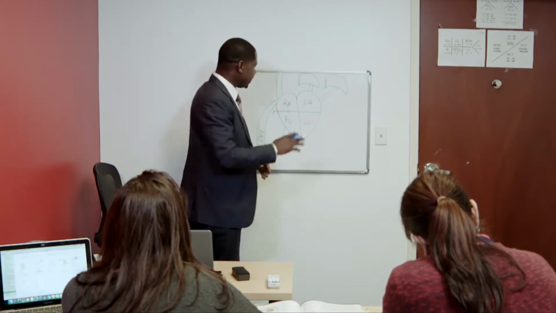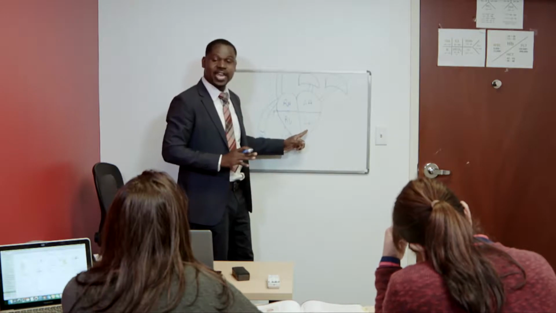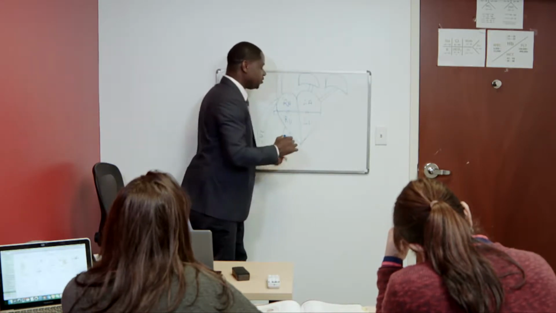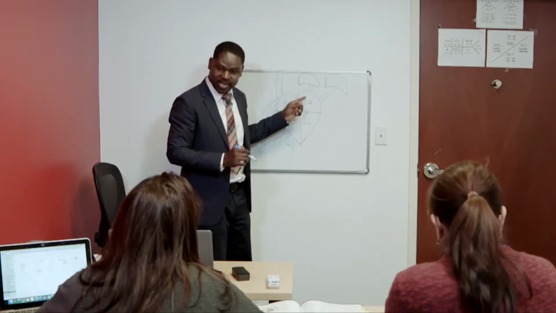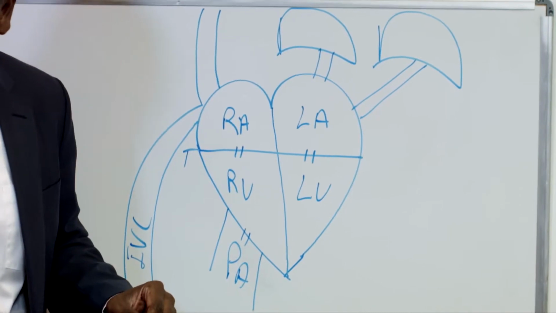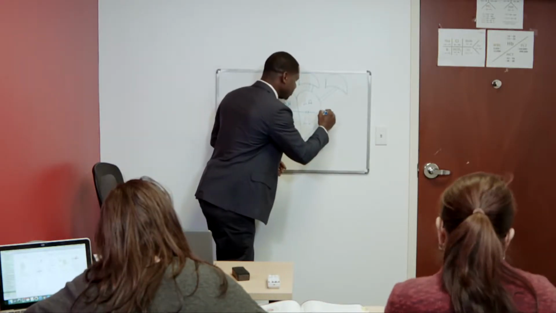Great. Now, from the left atrium, the blood will go to the left ventricle. But we have a valve here on the left side, between the left atrium and the left ventricle. We call that the mitral valve. Repeat after me: mitral valve.